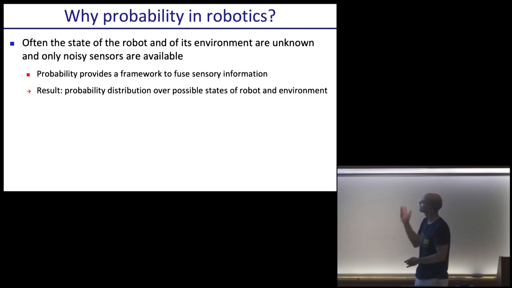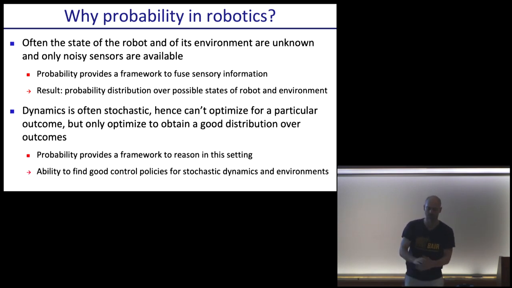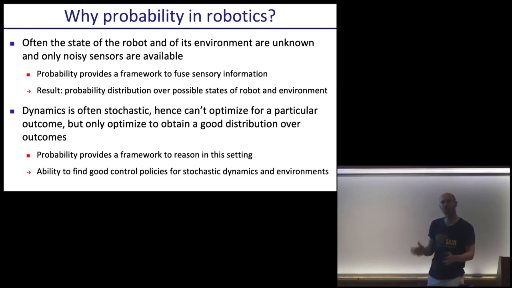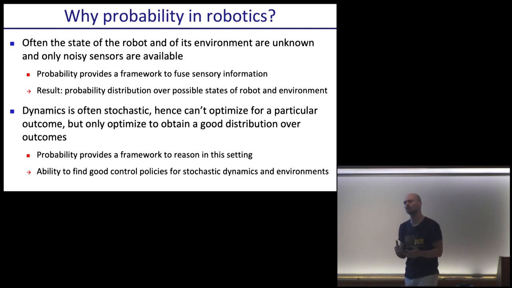And so the result of what we would compute would be a distribution over possible states that the environment and robot could be in. There's another reason we care about probability, which is something we've already covered a little bit, which is that the dynamics is often stochastic. So we can't optimize for a particular outcome, but only optimize to obtain a good distribution over outcomes. And again, probability provides us a framework to deal with that. We've done that in simple settings so far, but we'll expand that later.